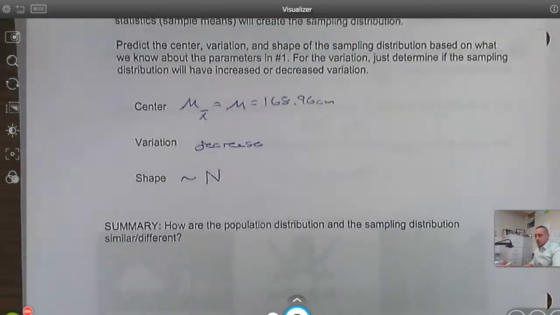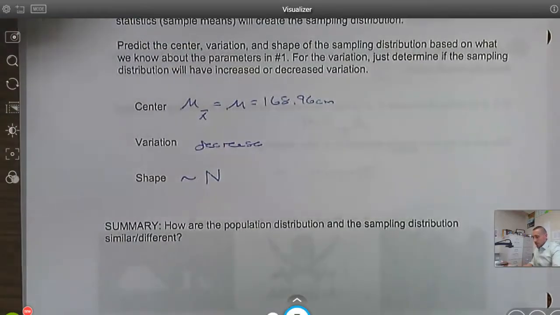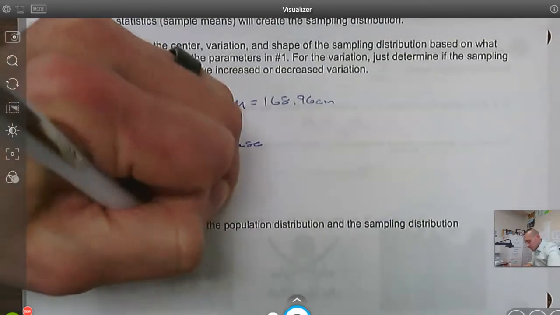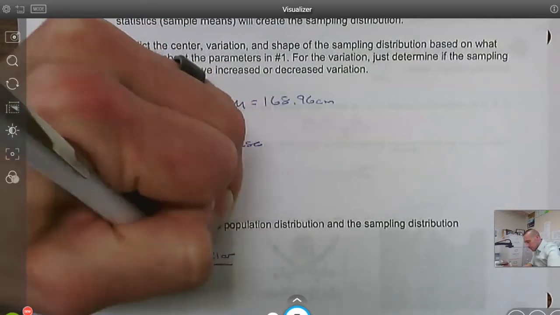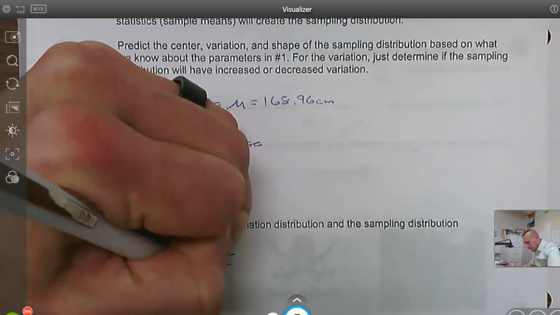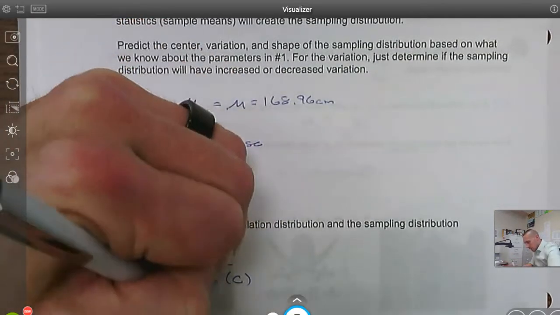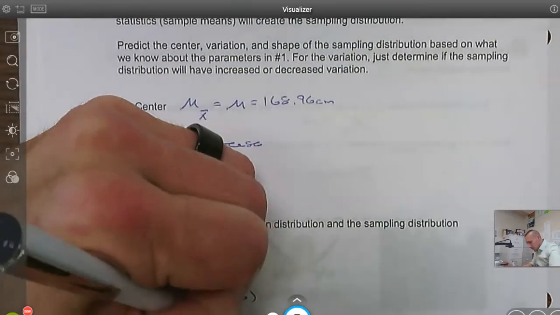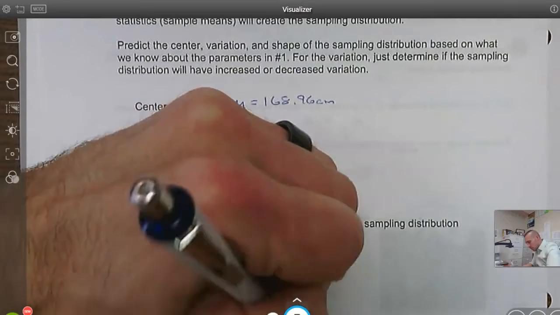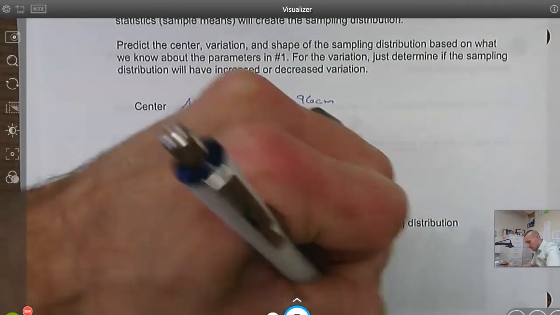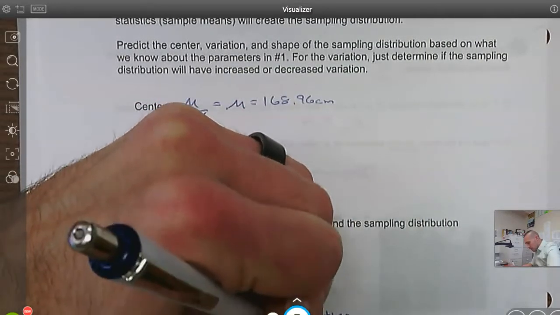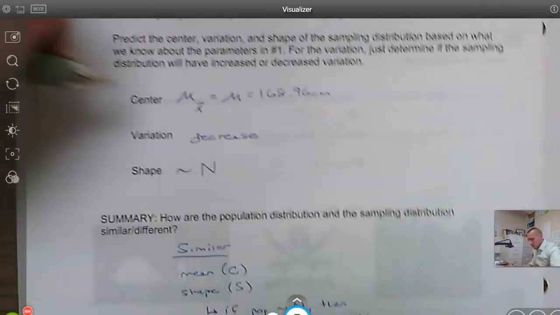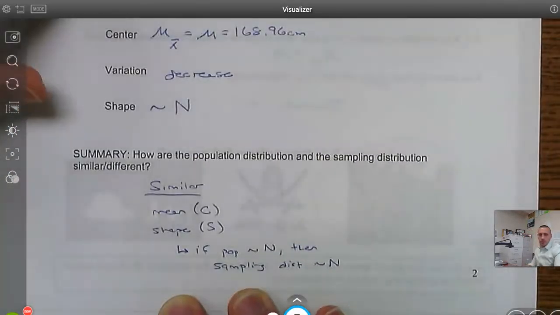So if we look at how the distributions of the population on the top of this page and the sampling distribution are similar and different, they are going to be similar. They have the same mean, which is a measure of center, and they're going to have the same shape. This is very important. If the population is approximately normal, then the sampling distribution is approximately normal. That's going to be very, very, very important.